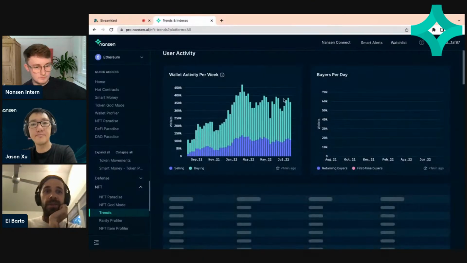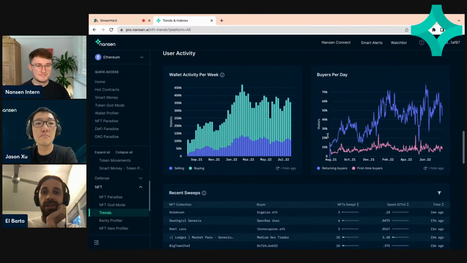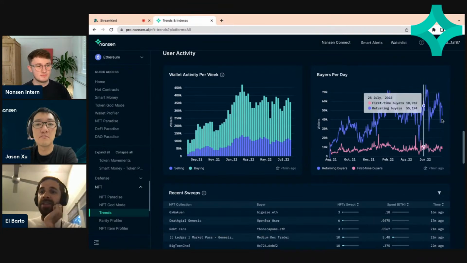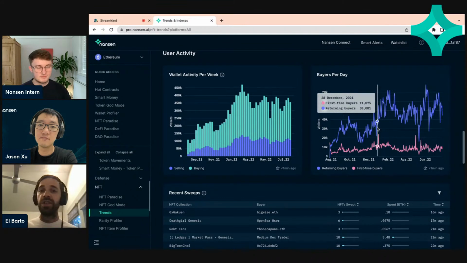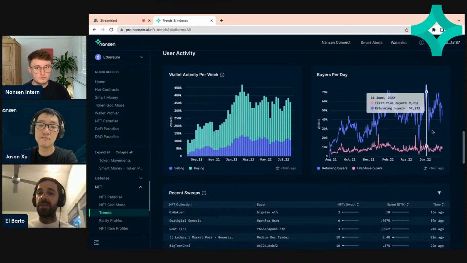But essentially, he tweeted this interesting chart here where you can see first-time buyers versus returning buyers. So this is just looking at all NFT markets in general, and you can see it's pretty flat in terms of first-time buyers, which is interesting.